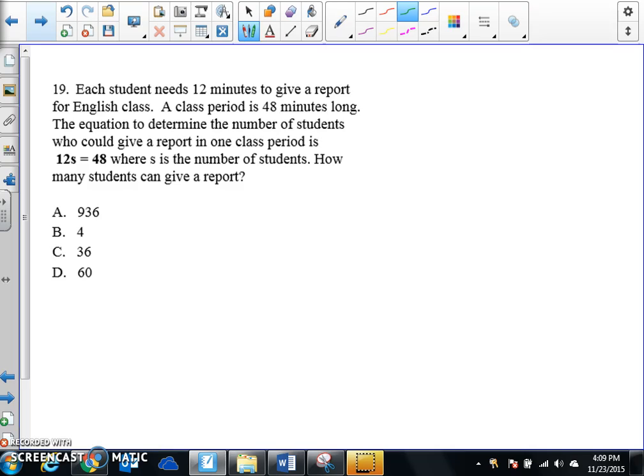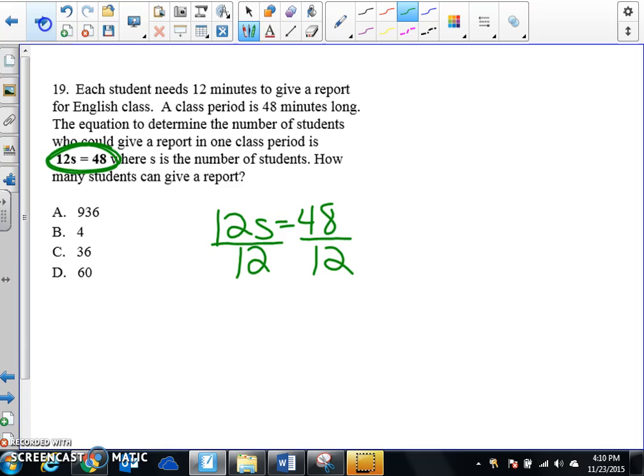Each student needs 12 minutes to give a report for English class. A class period is 48 minutes long. The equation to determine the number of students who could give a report in one class period is, look, oh my goodness, all of that stuff, and they gave me the equation. How many students can give a report? The students are 12 times S. The opposite of multiplying by 12 is dividing by 12. 48 divided by 12 is 4, so 4 students.